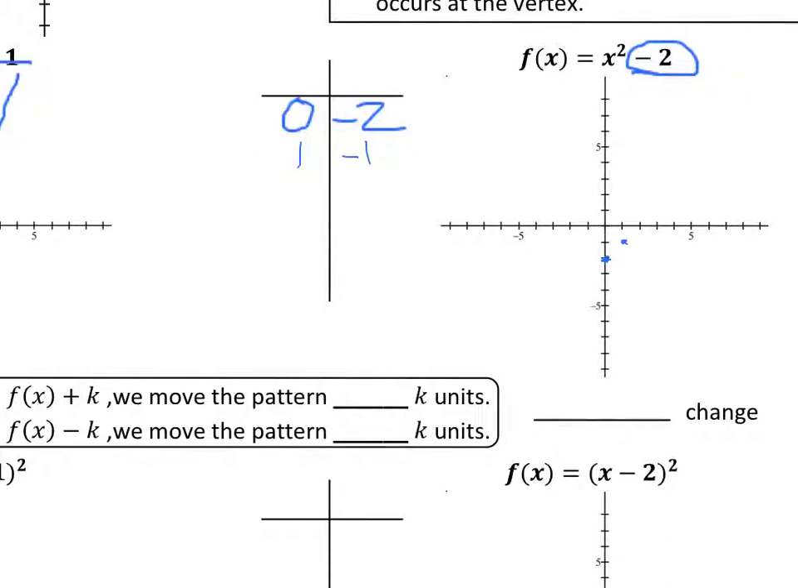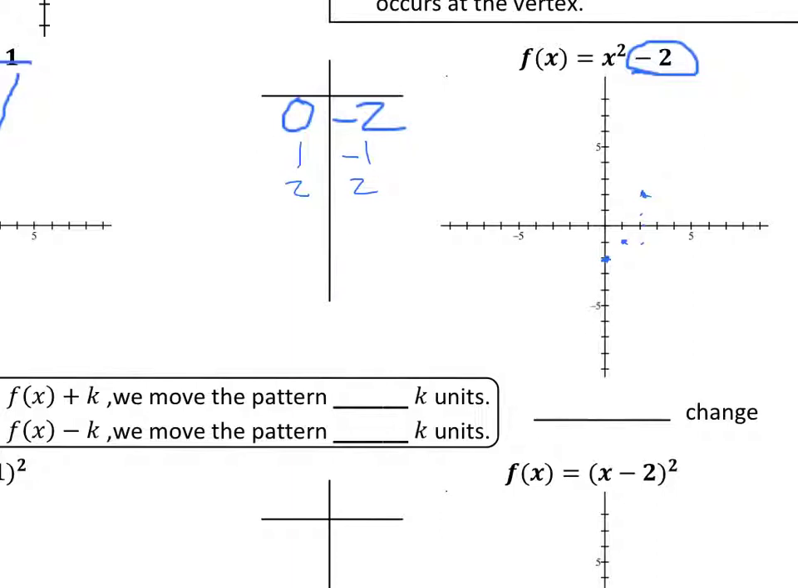Okay, what if I go right 2? How much do I go up? 2 squared, always. So I go up 4: 1, 2, 3, 4. And the coordinates of that point then are 2 and 2. Now what if I went right 3? How much would I go up? 3 squared, so I'd go up 9. What if I went right 4? How much would I go up? 4 squared. What if I went right 10? How much would I go up? 10 squared.